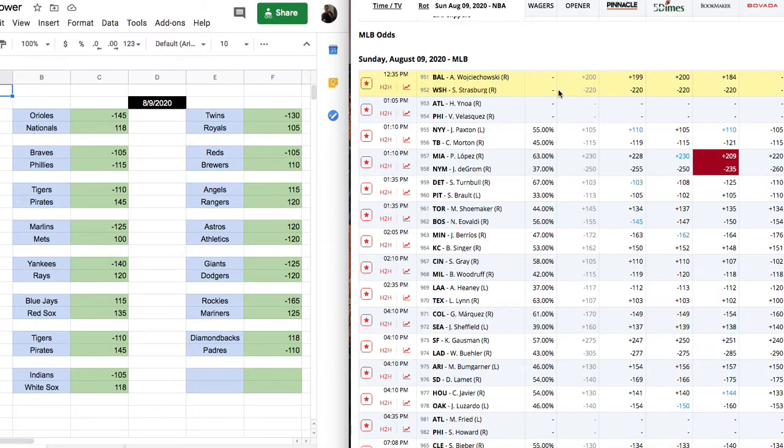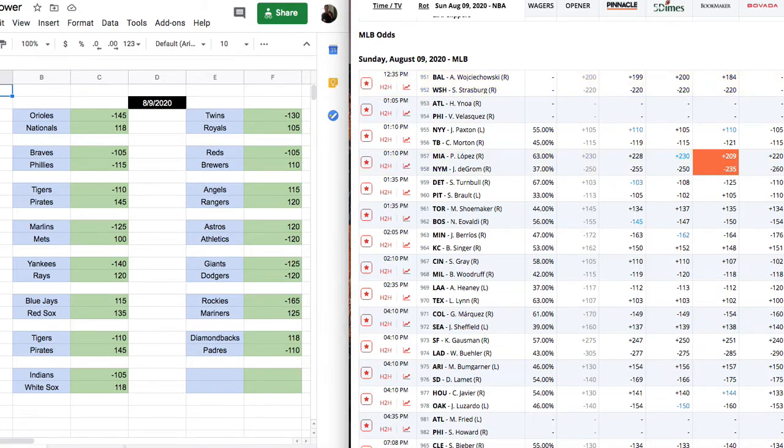So what we would do is, we're not trying to figure out who's going to win. We're not making a wager. All we're trying to do is just establish value. So we say the Orioles have a 59% chance of winning, which converts into a minus 145 line, and Baltimore is plus 200.